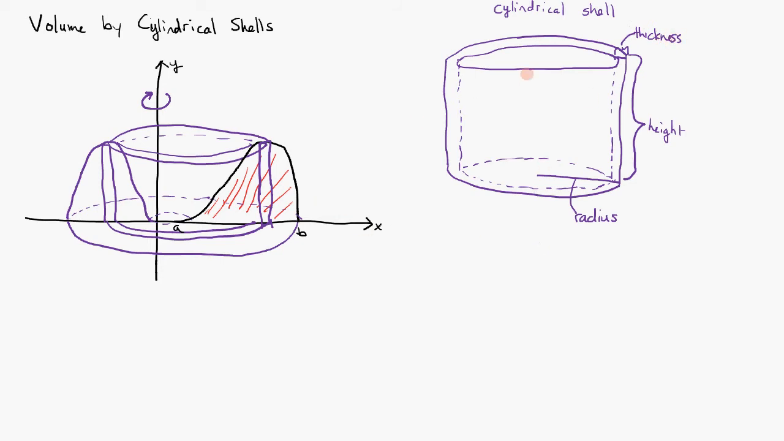The idea is to compute the volume of one of these shells, and then if we integrate over the interval from a to b, we get the volume of the whole solid.